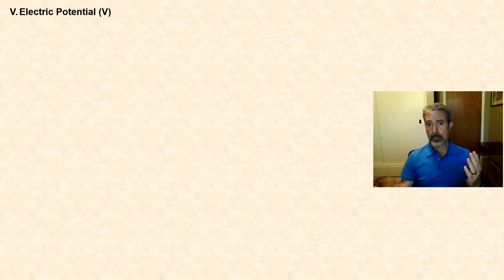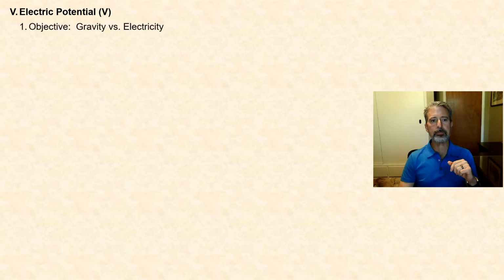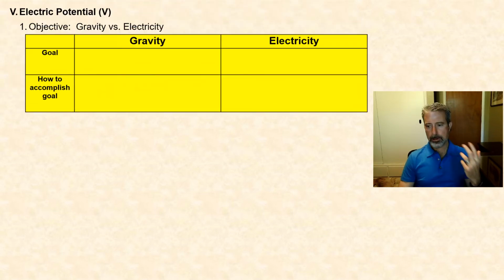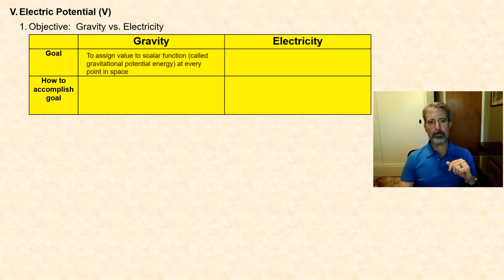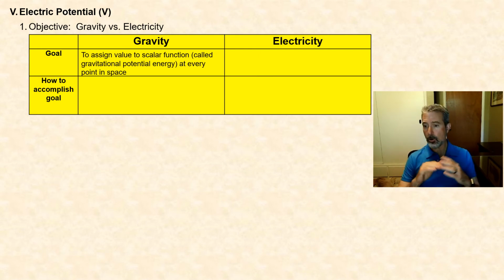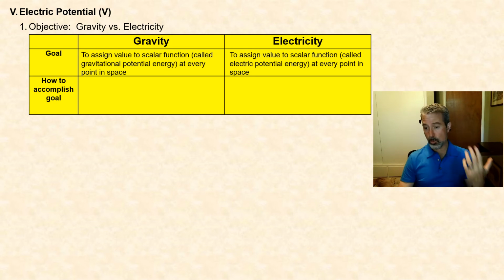Well, okay, let's look at what we did previously in our discussion of gravity and gravitational potential energy for a clue. So think about what we did in mechanics. Okay, our goal was to assign a scalar function called gravitational potential energy at every point in space. Whereas here our goal is to assign a scalar function called electric potential energy and electric potential at every point in space.